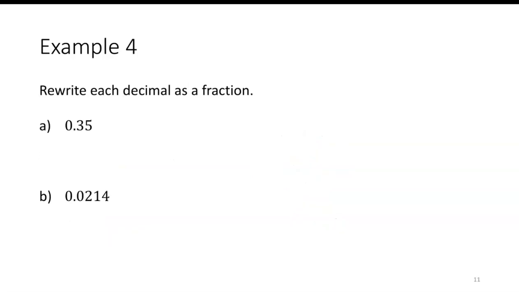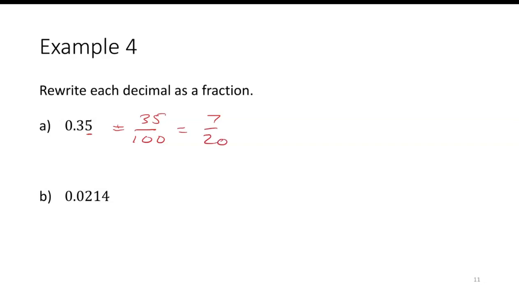All right, let's go the other way. Let's rewrite each of these as a fraction. And what we can do is just read it out. 35 hundredths. My last decimal place value is in the hundredths place, so I can think of this as 35 hundredths. And if you want to reduce, I can divide by 5. Divide by 5. I'll get 7 over 20.